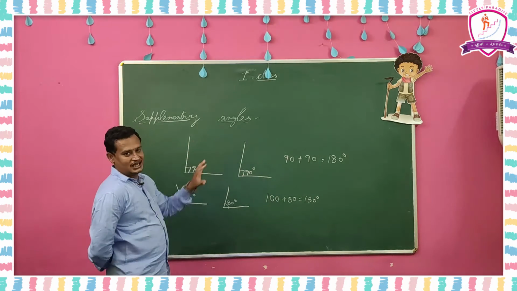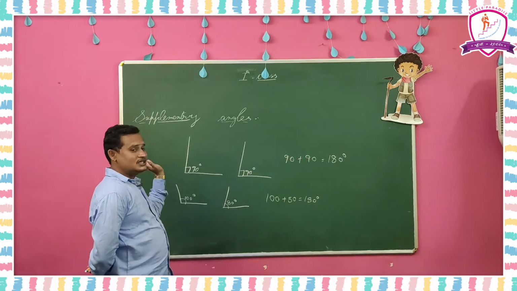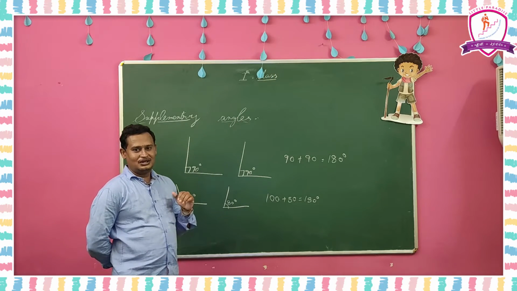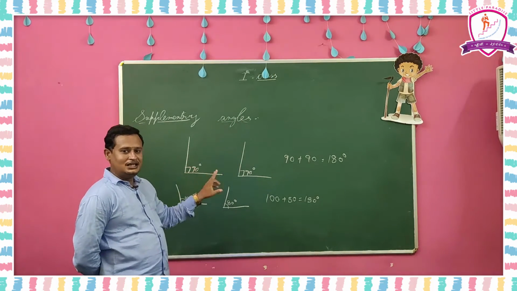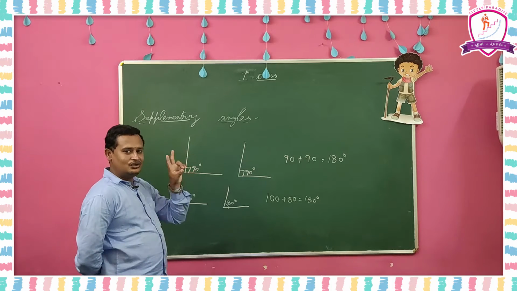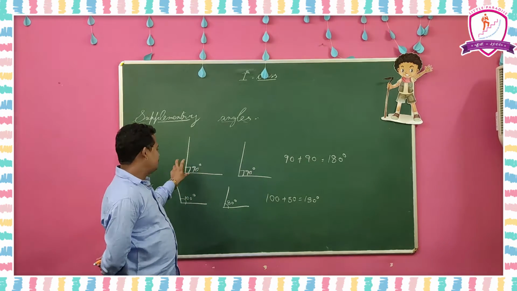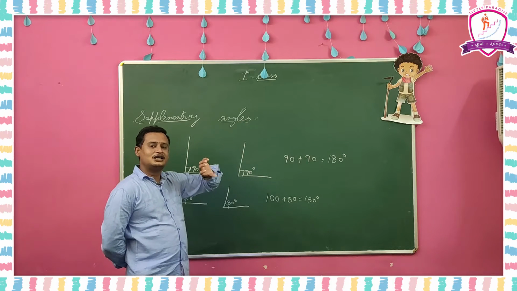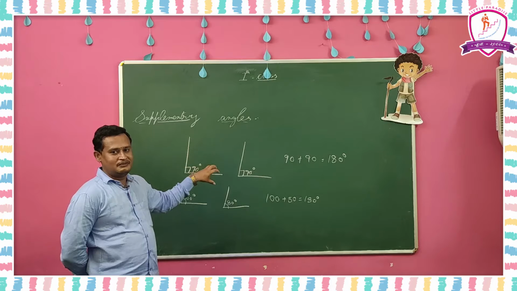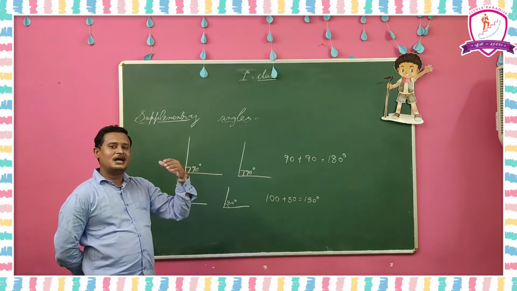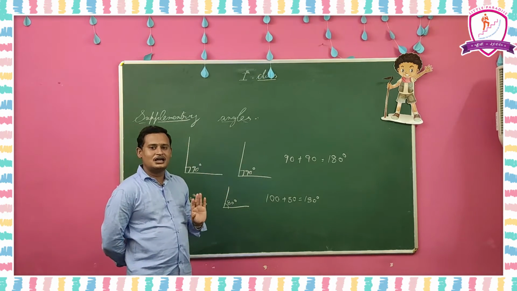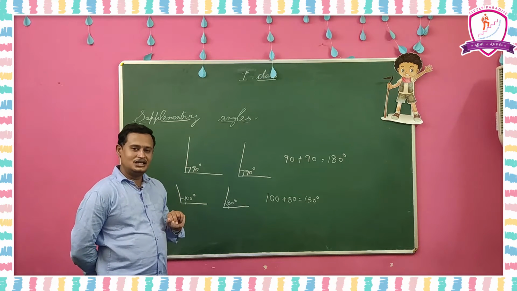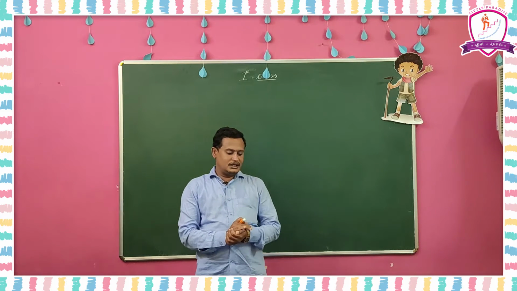This is the pair of angles only. If the sum of three angles is equal to 180 degrees, those three angles should not be called supplementary. We have to consider two angles only, a pair of angles. If the sum of two angles is equal to 180 degrees, they are supplementary angles. If the sum of two angles is equal to 90 degrees, they are complementary. We have to consider two angles only. Understood?